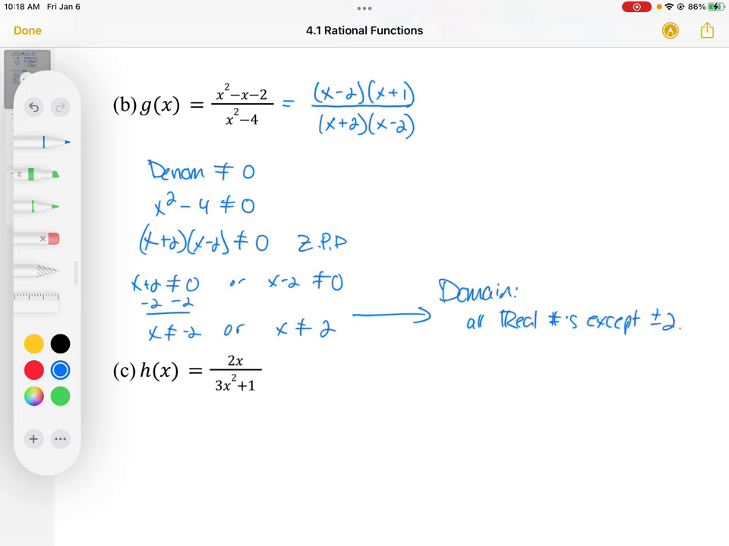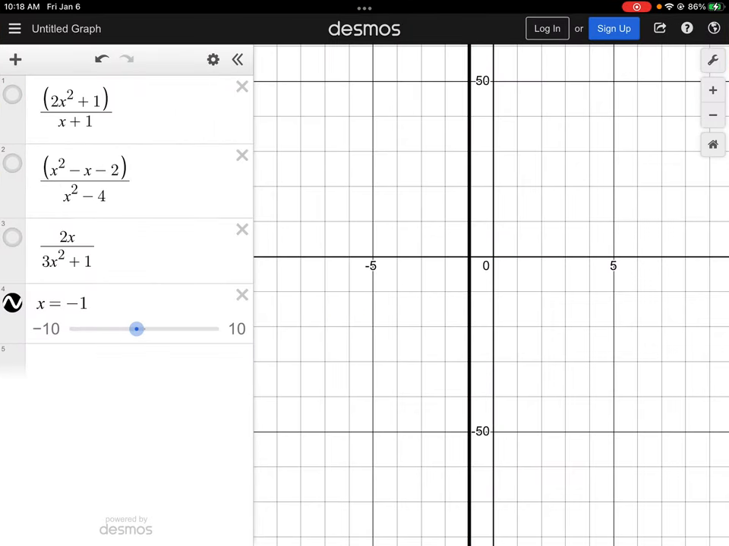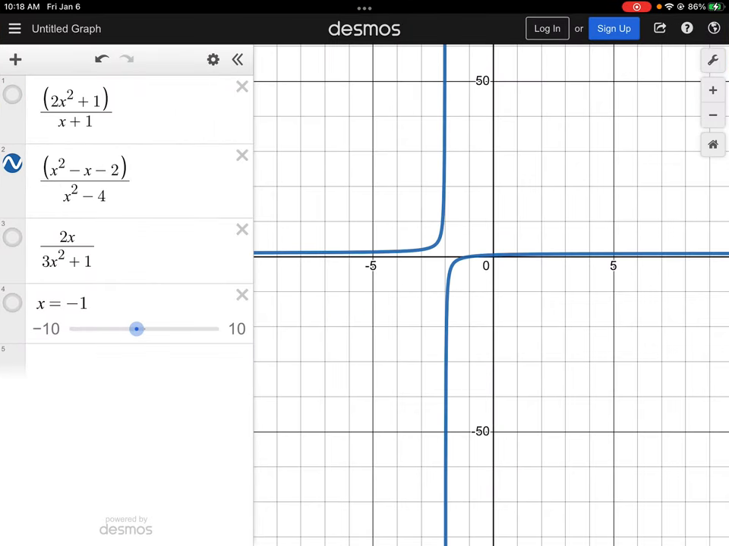positive or negative 2. And my vertical asymptote, which I often abbreviate as just VA, so if you ever see me write that, my vertical asymptotes, I have two of them. I have one at positive 2, and I have one at negative 2. So let's see this graph just to make sure that that's accurate. Okay, so there's my function.